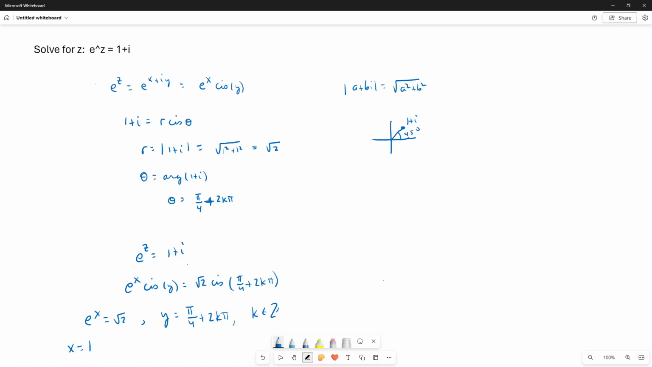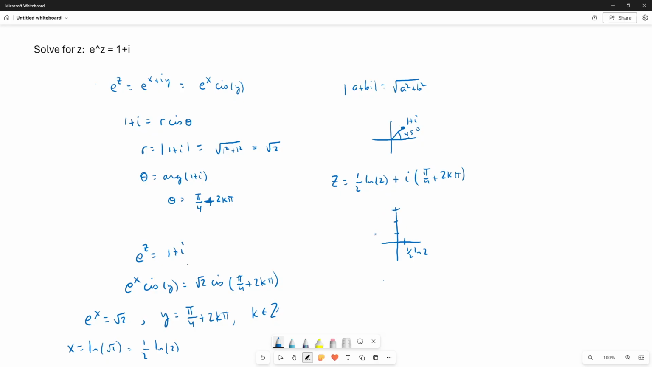x is the natural log of the square root of 2, which is the same as 1/2 times the log of 2. So there's only one x that will work, but there are infinitely many y's. So all of the z's that work are 1/2 log 2 plus i times pi over 4 plus 2k pi. And we can look at those solutions. The x is 1/2 log 2, and for the y, there's infinitely many y's.